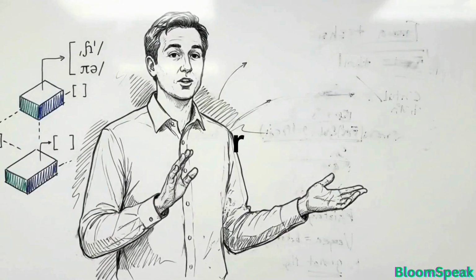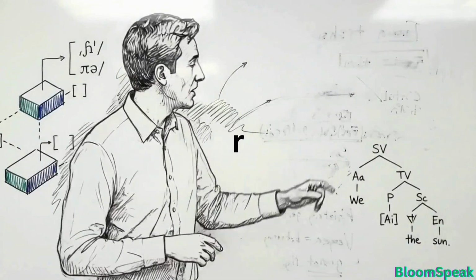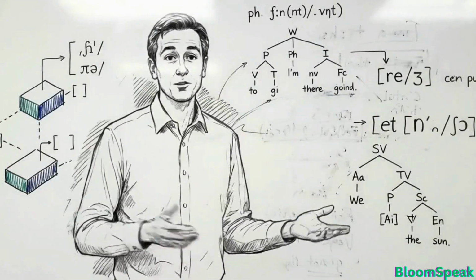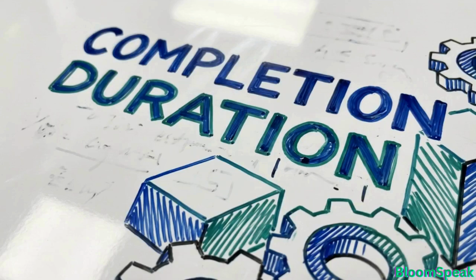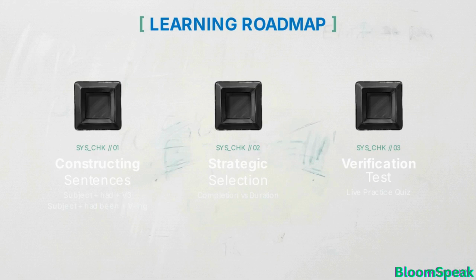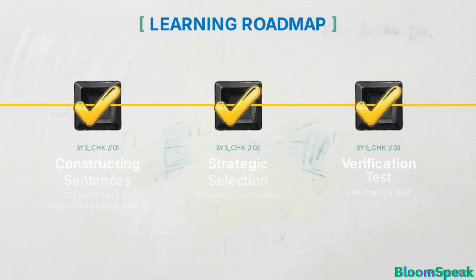Today, we are upgrading how you talk about the past. We're shifting from basic chronological event reporting to two precise temporal frameworks, the past perfect and the past perfect continuous. By the end of this session, you will be able to construct sentences using both tenses, know which one to choose, and prove your knowledge by passing a live verification test.